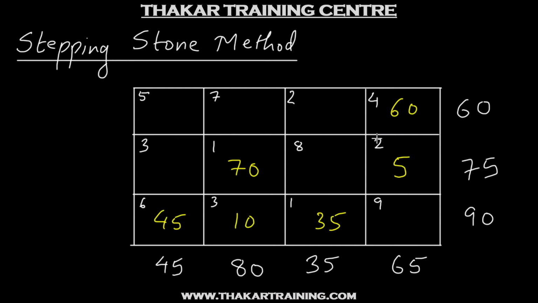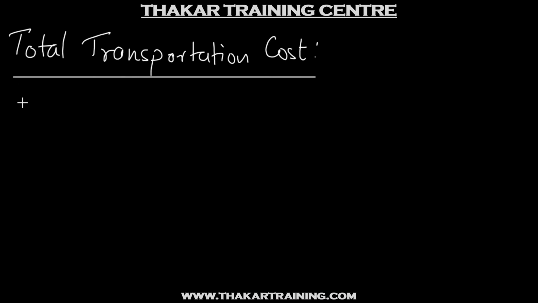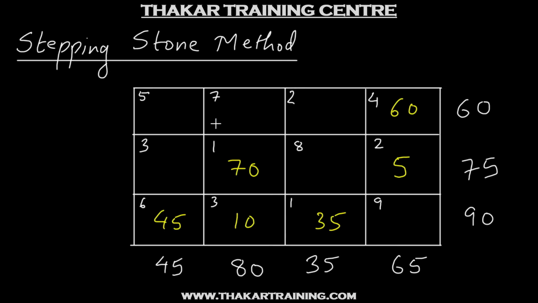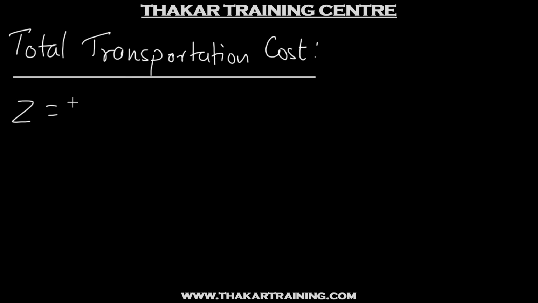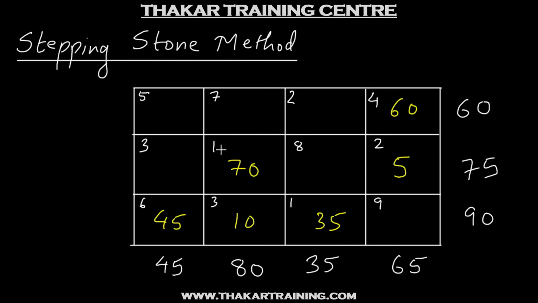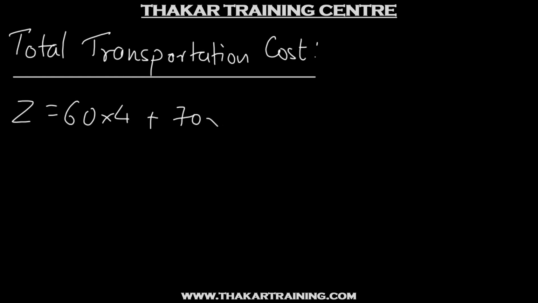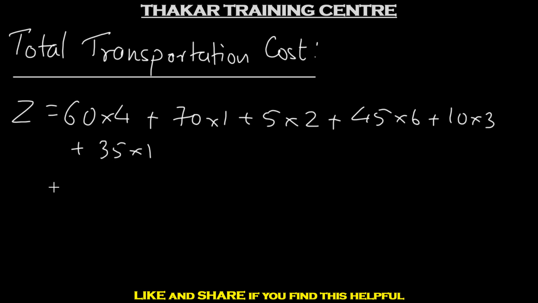The total transportation cost can be obtained now. So that is Z equal to 60 into 4 plus 70 into 1 plus 5 into 2, and similarly this comes to 655, and let's say this is rupees. So we get the total transportation cost is rupees 655.